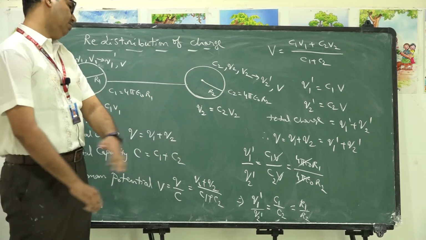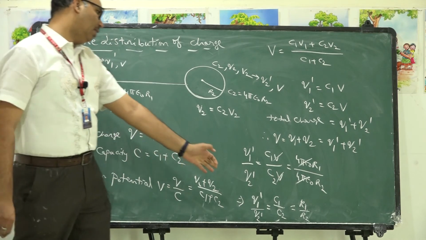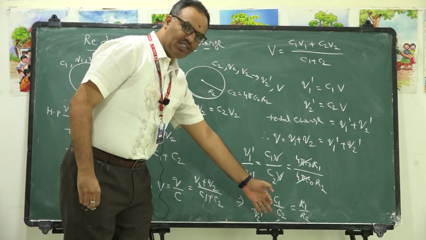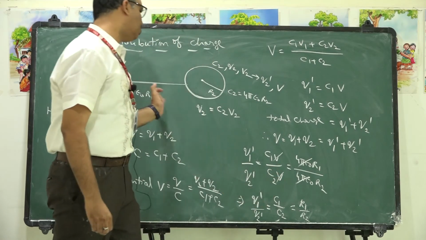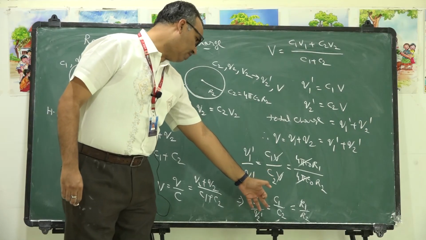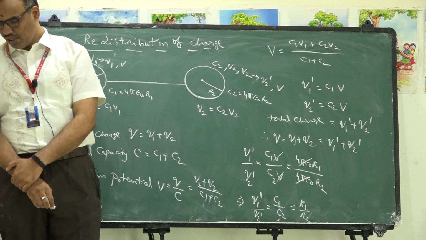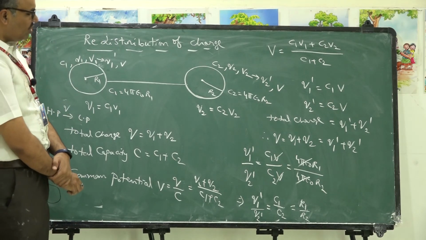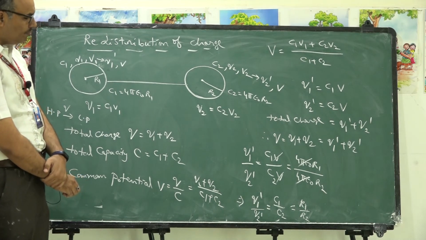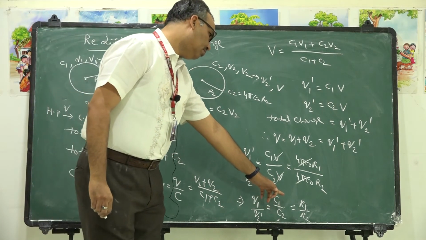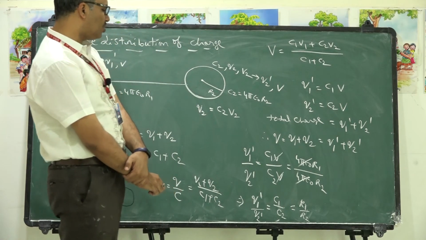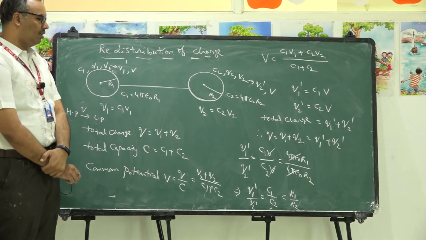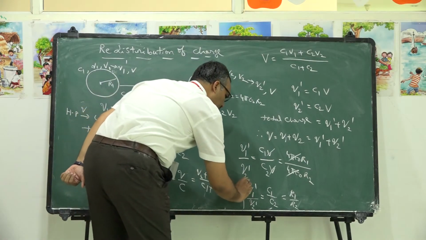The charge distribution is proportional to their capacities ratio. The final charges ratio is equal to the ratio of their capacities. As the capacity of a sphere is proportional to radius, you can write the ratio of capacities is equal to the ratio of radii of the two spheres. So, charge is shared in proportion to their capacities ratio. Try to remember this concept and this formula for solving some problems.